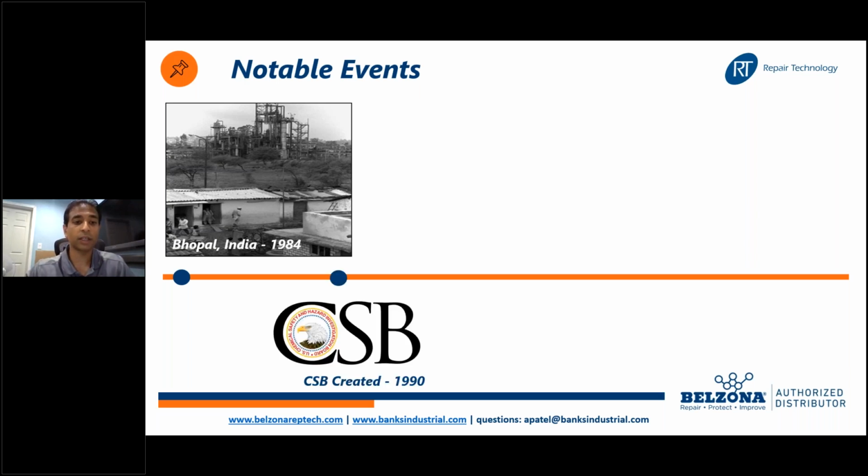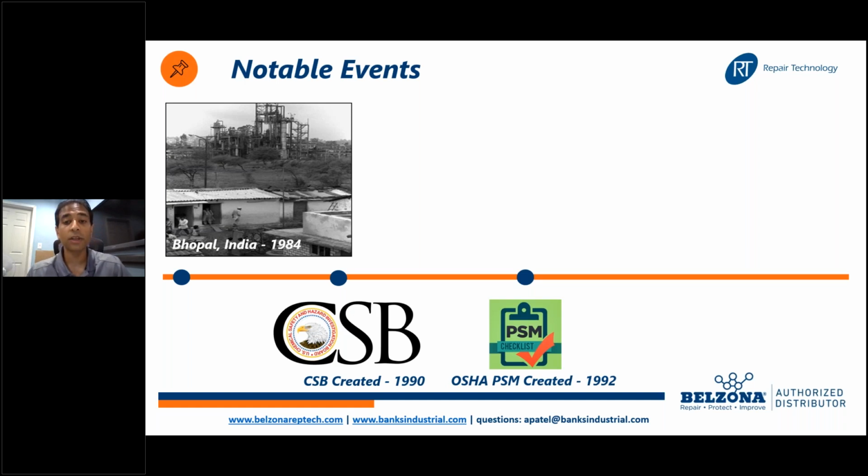Soon after, the Chemical Safety Board was created in the United States in 1990, so almost 6 years later. And from there, OSHA created the PSM standard in 1992, which put several points of safety in place when you take a look at and analyze the equipment within your operation.